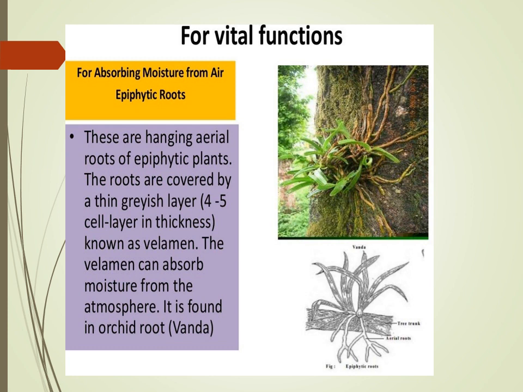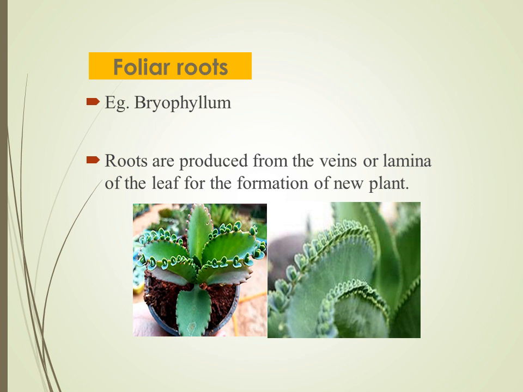Velamen is a spongy structure which absorbs moisture from the air. These are hanging aerial roots of epiphytic plants. The roots are covered by a thin grayish layer, 4 to 5 layers in thickness, known as velamen. So here comes the velamen. The velamen can absorb moisture from the atmosphere. It is found in orchid roots, that is, Vanda.